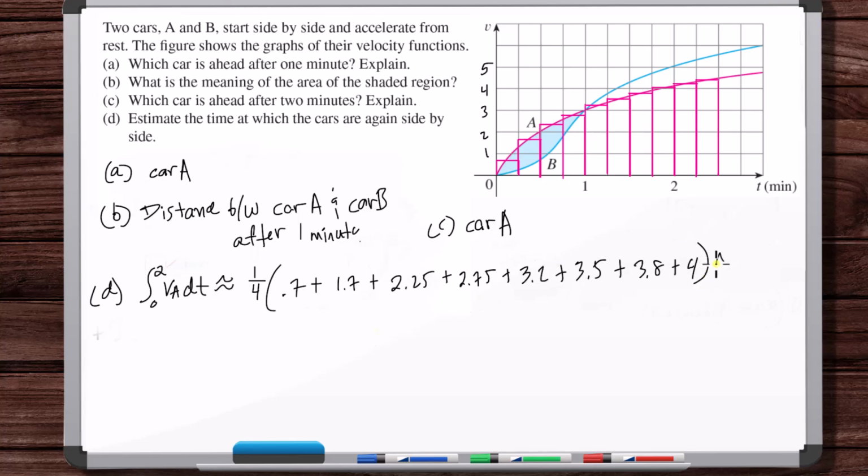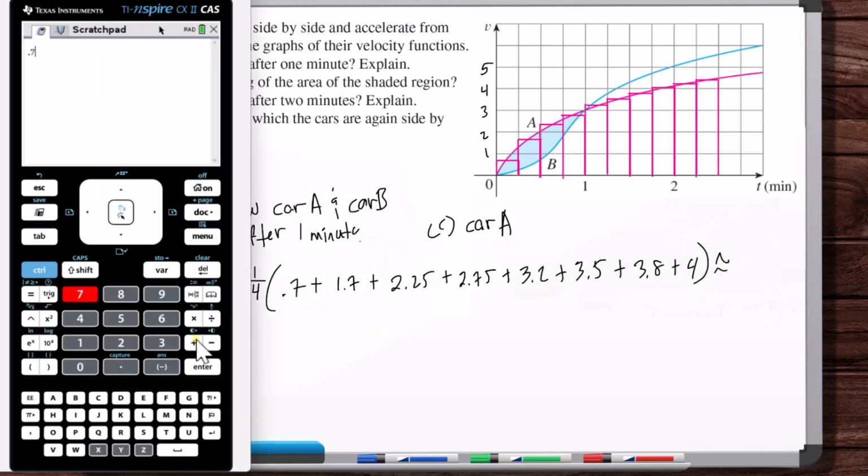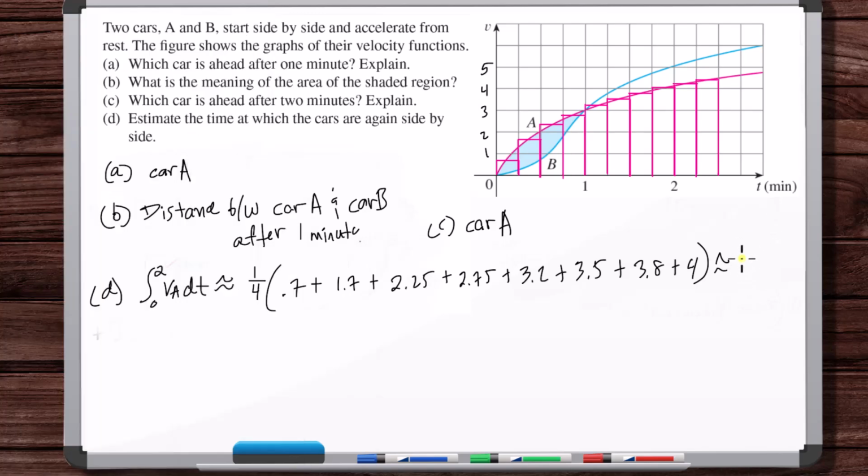So this is 0.7 plus 1.7 plus 2.25 plus 2.75 plus 3.2 plus 3.5 plus 3.8 plus 4, divided by 4, 5.48. Again, these have no units. These are just numbers that we're going to use to compare.